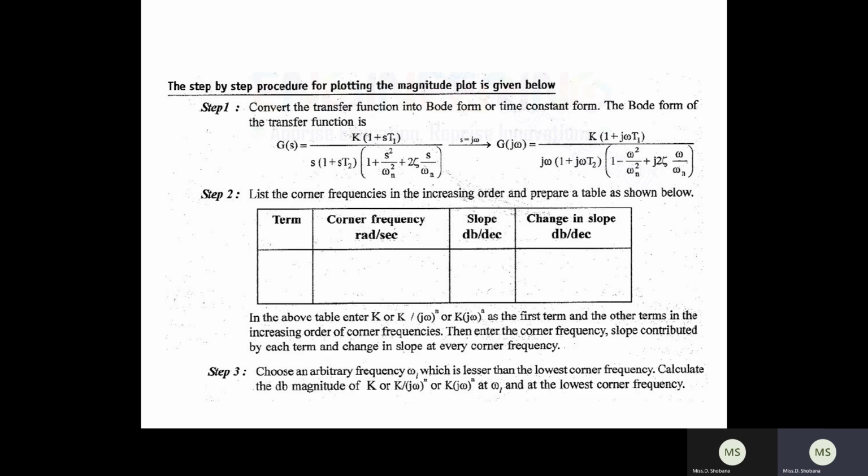step. In this step, you have to put the tabular column. Here you will have 4 columns: term, corner frequency, slope, change in slope. Term will be taken from the transfer function only. Here you can see a constant value is available, and j omega is separately there. So you can combine these and write that as the first term. The first term will be K divided by j omega. The second term will be written in terms of corner frequencies in ascending order.